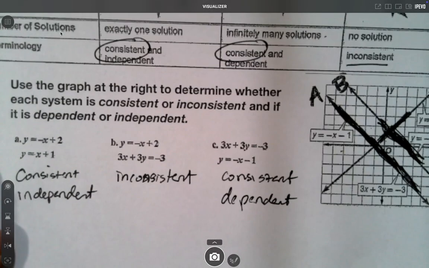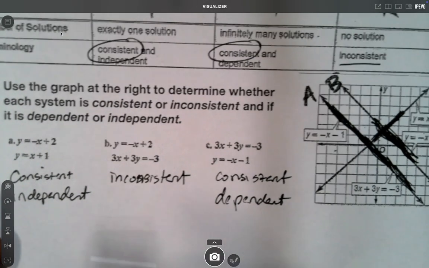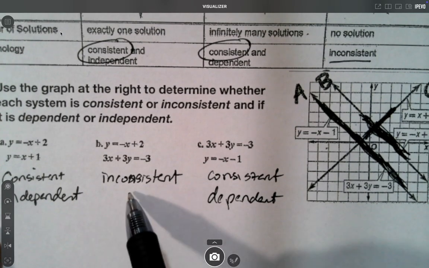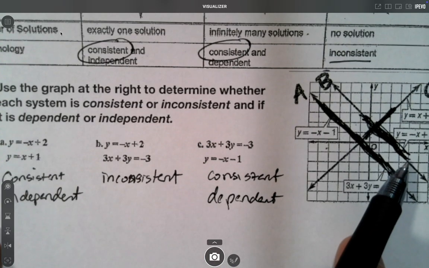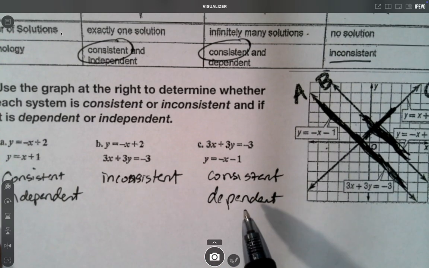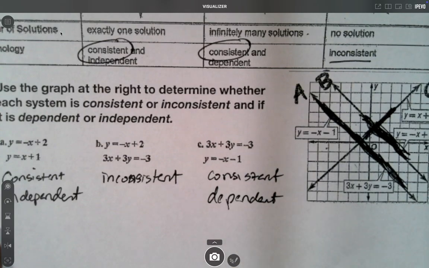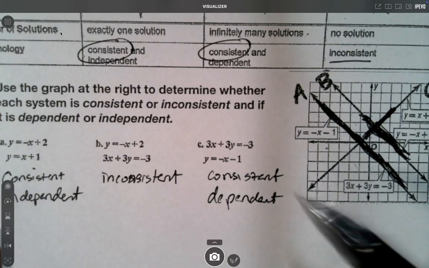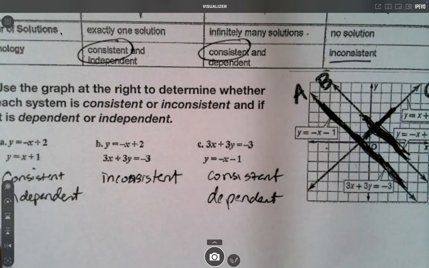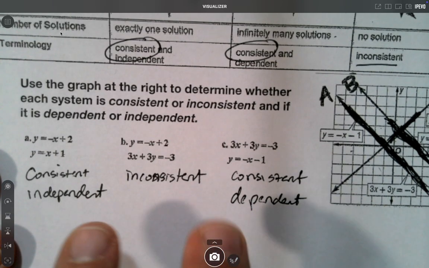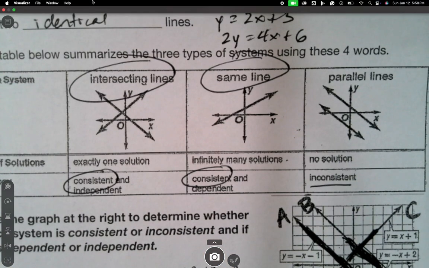So those are the three scenarios we have. Consistent and independent when it's two different lines that meet in one point. Inconsistent when it's two parallel lines. And consistent and dependent is when it's actually the exact same line, just written two different ways. It doesn't even have to be written two different ways. They just write it as two equations, but it's the same line. Now this is something you just got to commit to memory. I know we don't love memorizing things, but this really is just a simple matter of memorizing these scenarios.